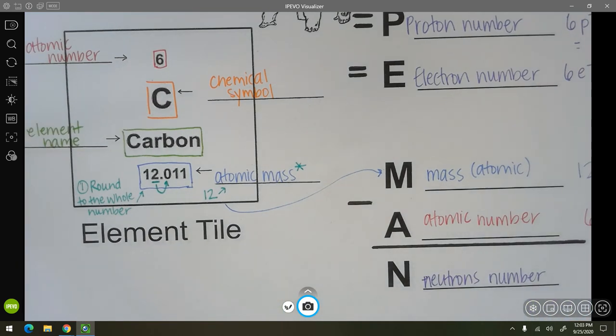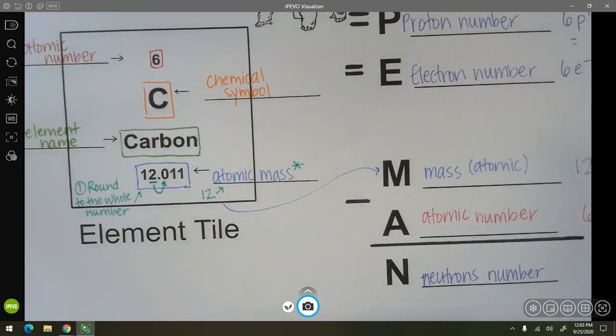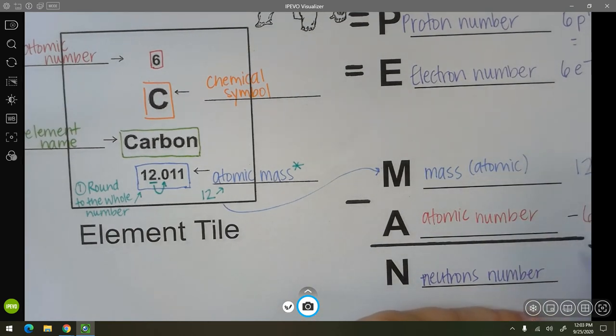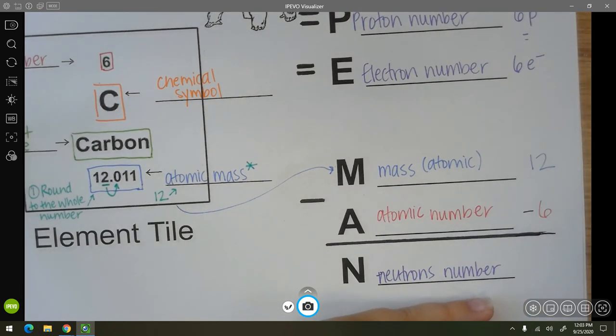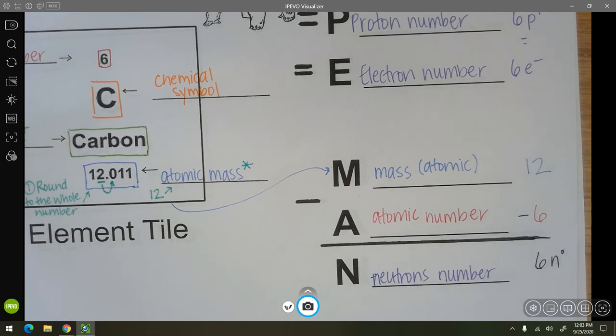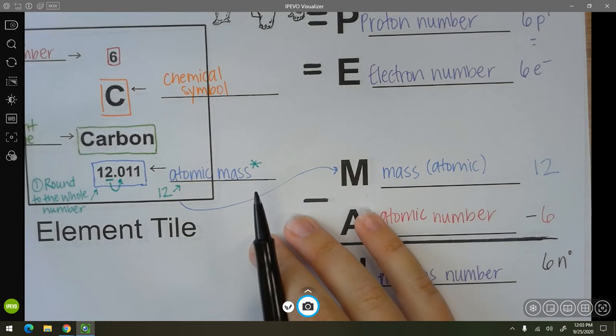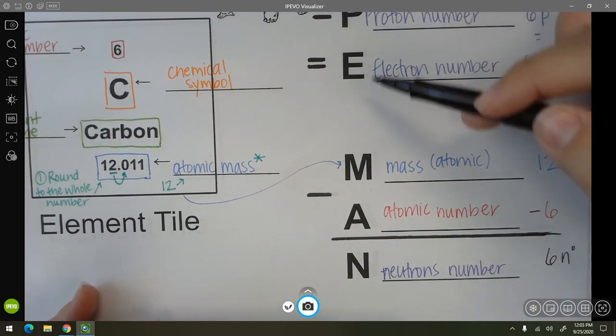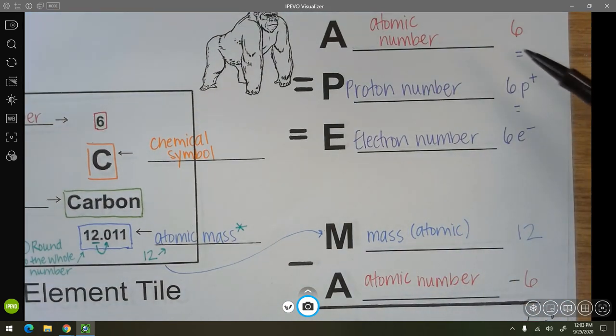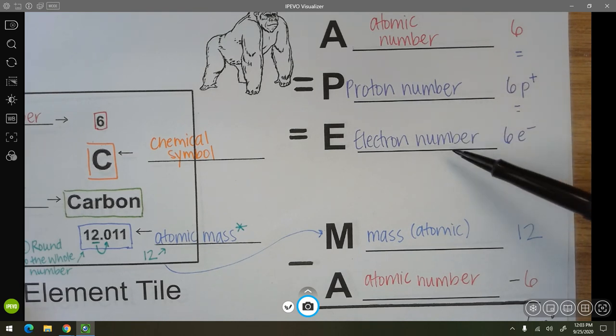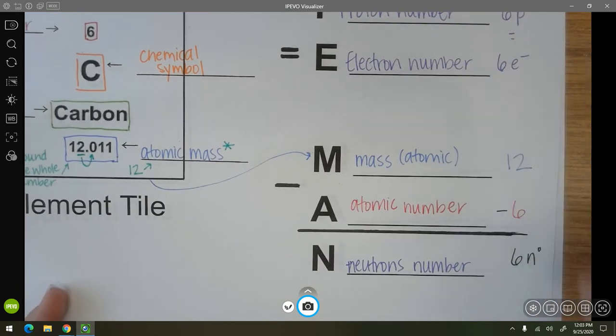Okay? So what I have to do, like it shows you here, I need to take 12 minus 6 to get me the number of neutrons. So 12 minus 6 is 6 neutrons. And we show that with a little n and a 0 at the top. Okay? So just from the element tile and remembering APE MAN, you were able to find the number of protons, the number of electrons, and the number of neutrons.